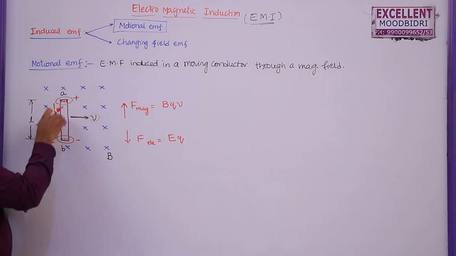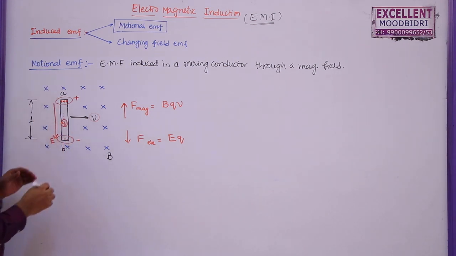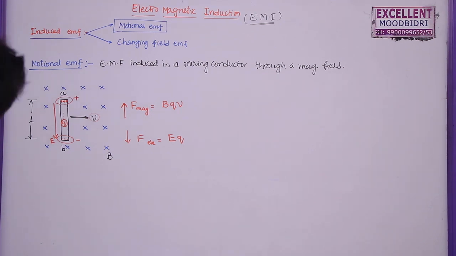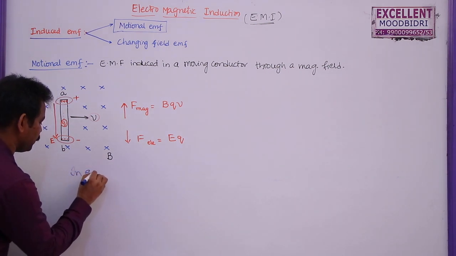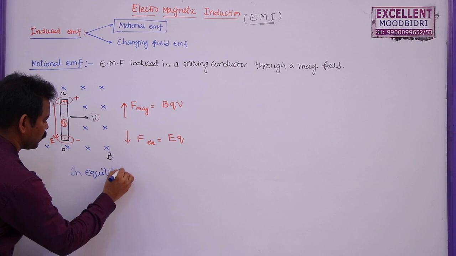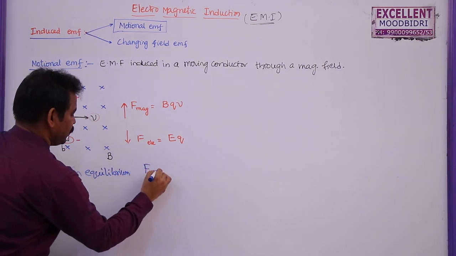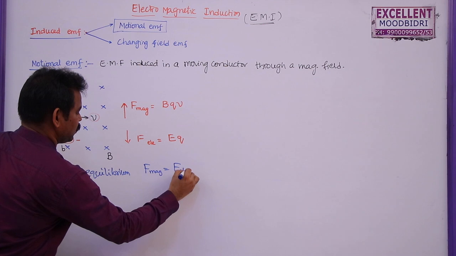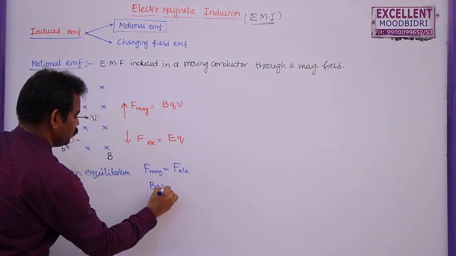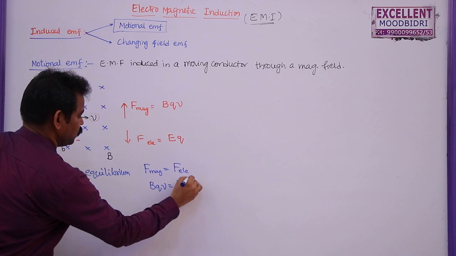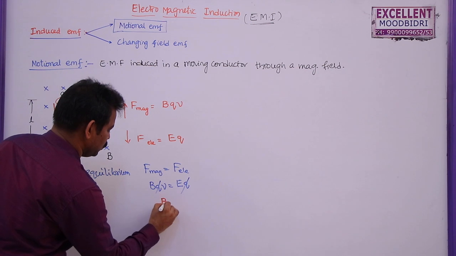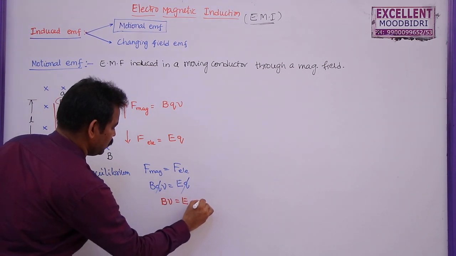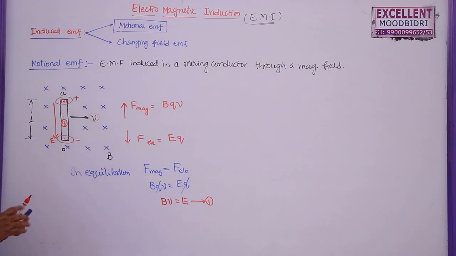Now, the charges will accumulate in this region till the upward force is more. If the downward force and upward force are equal, then this charge can neither go up nor come down. So in this condition, the electric force will be equal to the magnetic force. So, in equilibrium condition, when the magnetic force is equal to the electric force, we can write BQV = EQ. Cancel Q and Q. So we can write BV = E, equation 1. So this is the first expression.